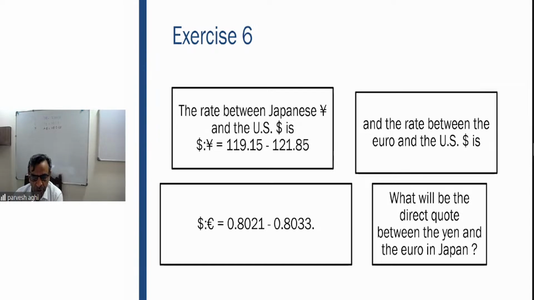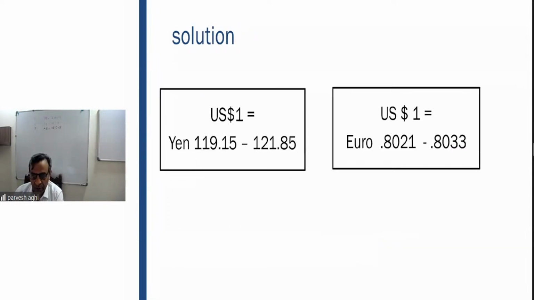Now, if you look at the quotes, they are reverse notation, because we know that $1 is equal to 119.15 yen, and not 1 yen is equal to so many dollars. Both the currencies are in reverse notation. So first we have to put the rates in order.